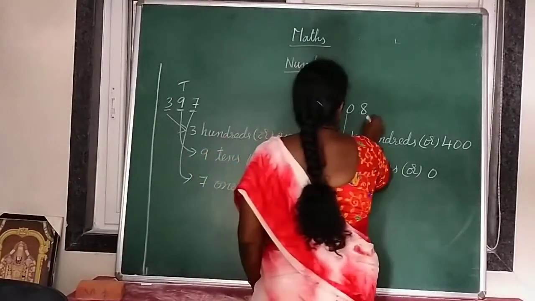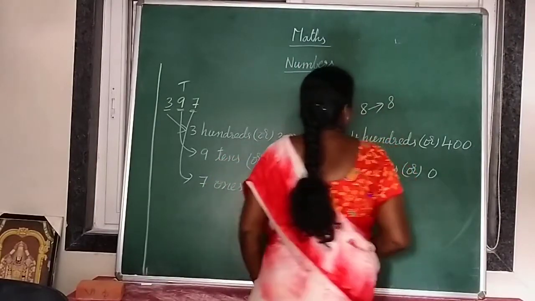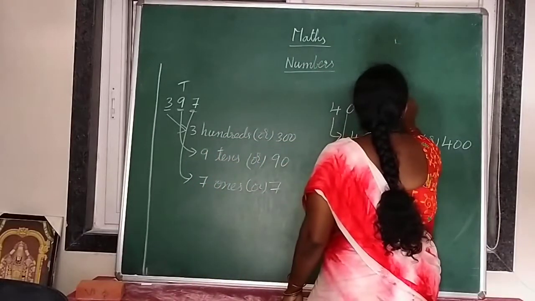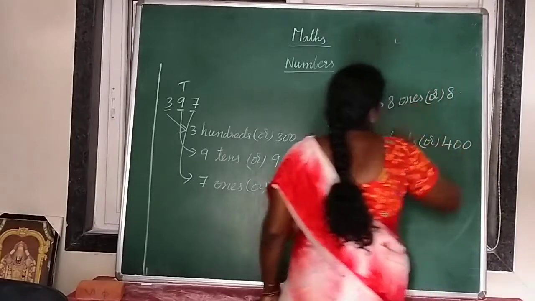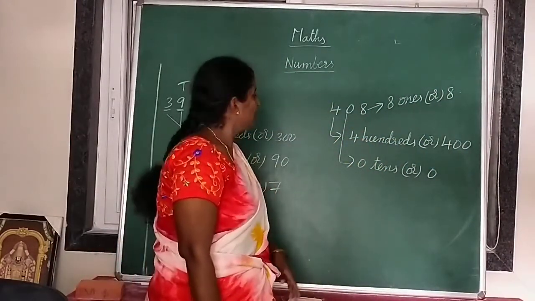Next, what is the place value of 8? 8 in which place? 8 in ones place. So 8 ones are 8. Understood? So 8 ones are 8.